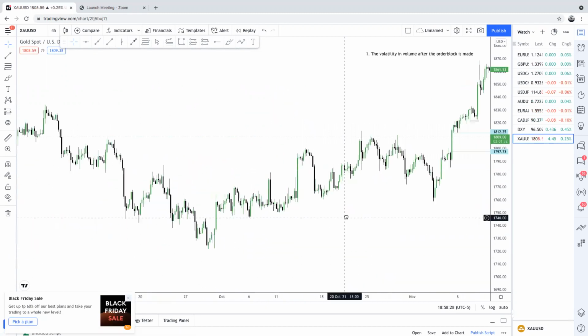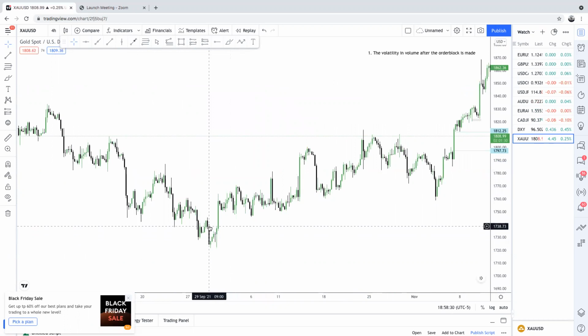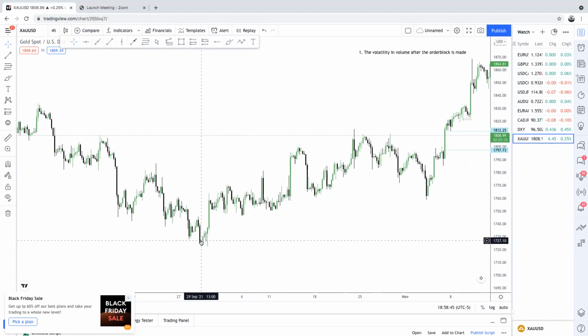Let's find a bad example. This is a terrible example. This is the last down close candle before the up move. The volume on this candle is great as a demand area, but the volume after, in these 4 or 5 little candles, is not efficient enough. So this is not a valid order block.